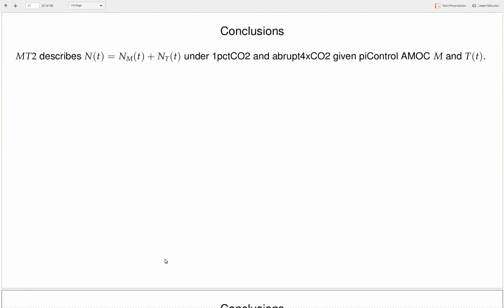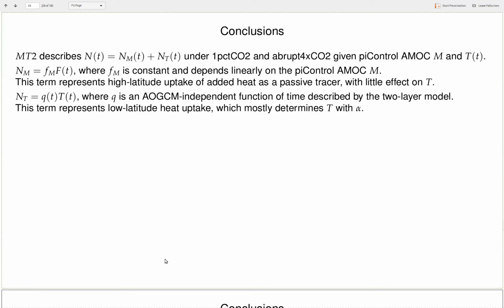So to summarize, the MT2 model is an elaborated version of the very familiar two-layer model, which has an extra term. So the original two-layer term is NT, and NM is some fraction of the forcing, which is another way by which forcing can get into the deep ocean, and it doesn't cause global mean temperature change. So the NM term is a model-dependent fraction of the forcing, and that term we think represents high latitude uptake of added heat as though it were a passive tracer with little effect on surface temperature. Whereas the MT is the low latitude uptake, which behaves like the familiar two-layer model, and that term enters the energy budget with alpha.